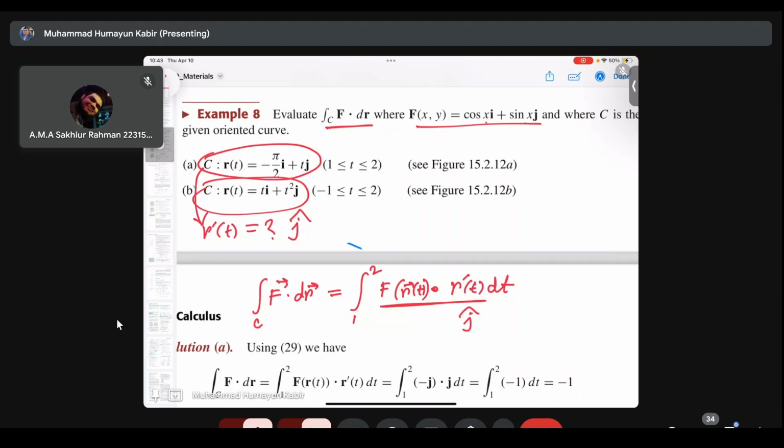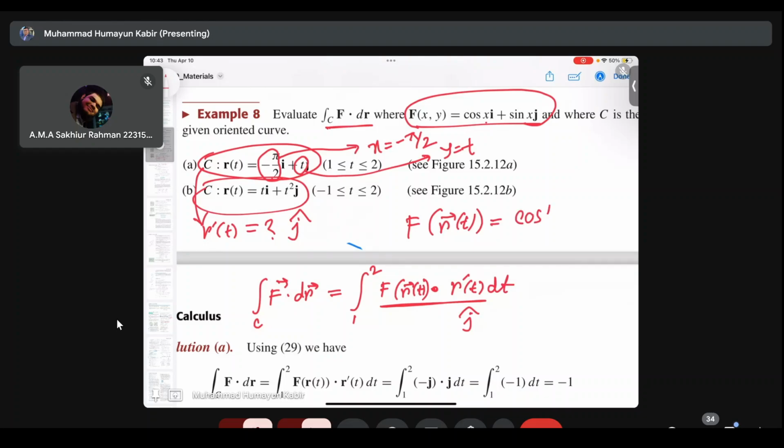Sin x? No, no, look. What is the value of x? The value of x equal to minus pi by 2. What is y? y equal to t. Here, this is your function. Replace x, then you must have this one, cos pi by 2 i minus sine pi by 2 j.